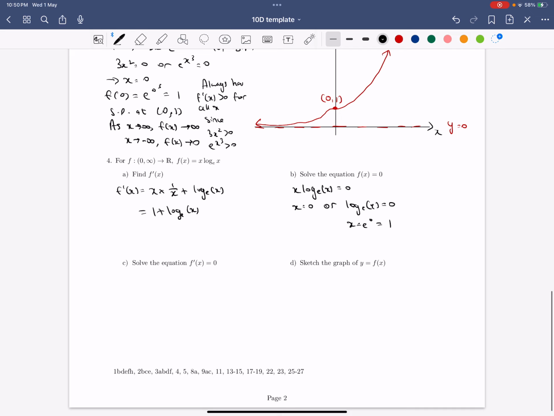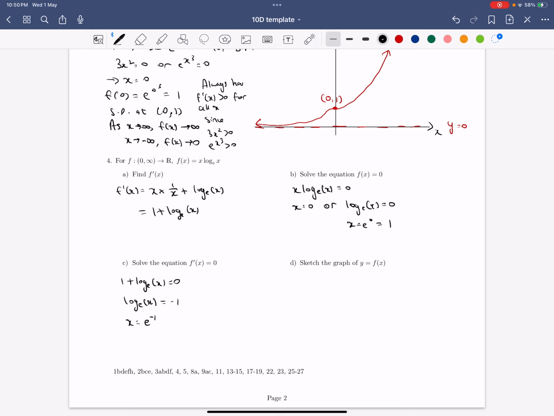Now, solve the equation f dash of x equals 0. So we're solving 1 plus log e of x equals 0, which means that log e of x equals minus 1, which means that x has to equal e to the power of minus 1. Now, if you think about that, e to the power of minus 1 is some number between 0 and 1.